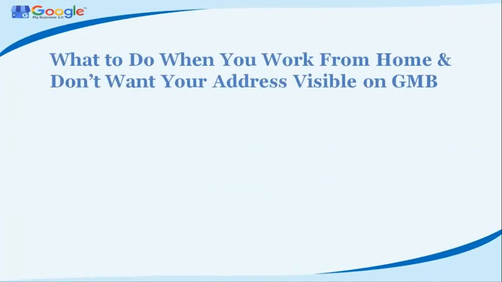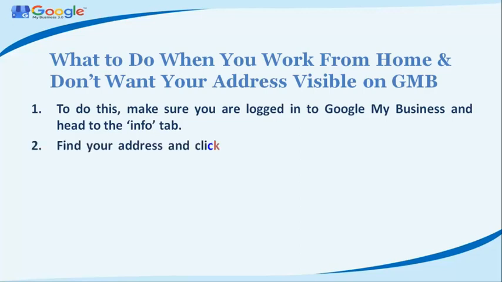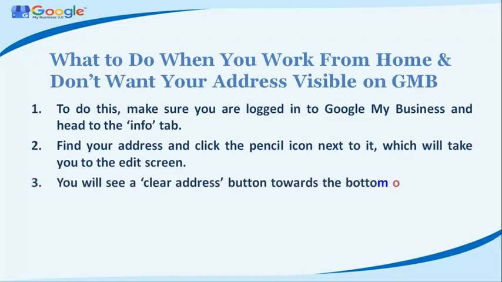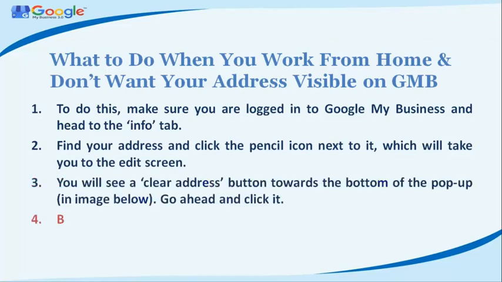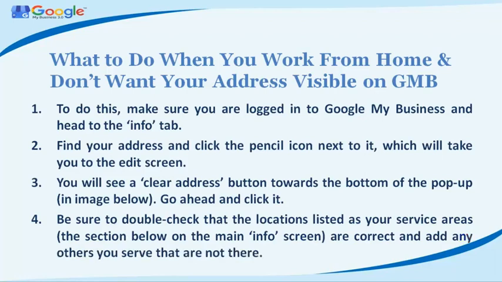What to do when you work from home and don't want your address visible on GMB. To do this, make sure you are logged into Google My Business and head to the Info tab. Find your address and click on the pencil icon next to it, which will take you to the Edit screen. You will see a Clear Address button towards the bottom of the pop-up, an image below. Go ahead and click it. Be sure to double-check that the locations listed as your service areas, the section below on the main info screen, are correct, and add any others you serve that are not there.